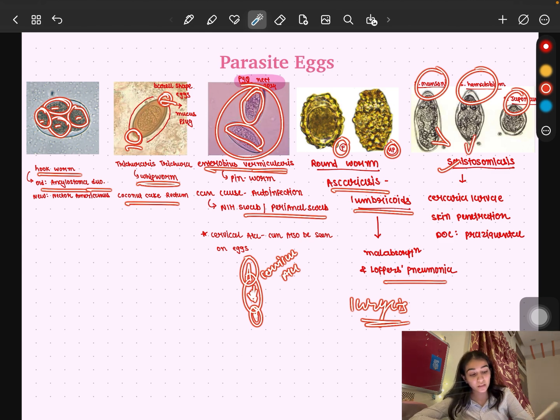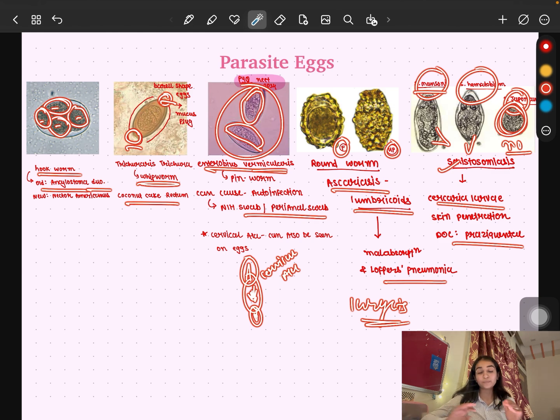This is the terminal spine, and this has got no spine. So S. mansoni has got a lateral spine, S. haematobium has got a terminal spine, and S. japonicum has got no spine. It has cercarial larva, it goes via skin penetration, and the drug of choice for that is praziquantel. So that's your parasite eggs.